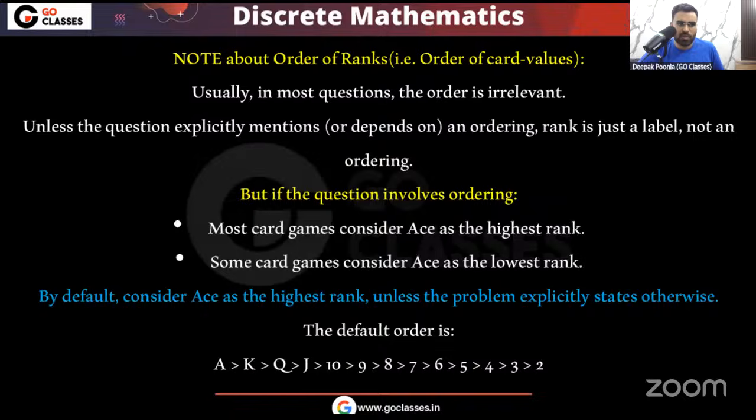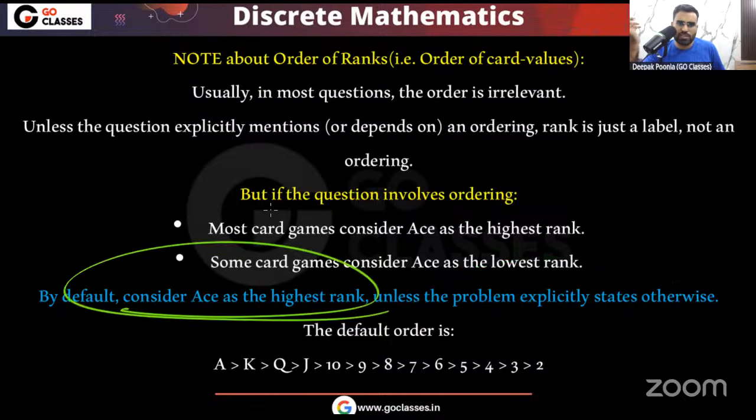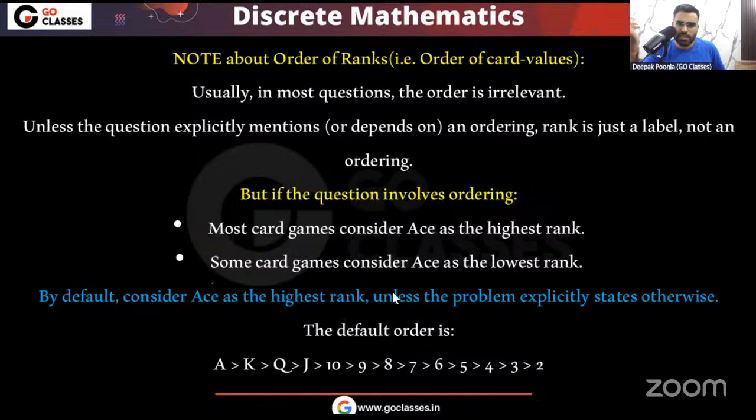Now let's see a note about the ace card. In some card games, ace is considered the lowest rank, and in most card games, ace is considered the highest rank. By default we will consider ace as the highest rank, unless the question explicitly states something else. So if the question gives you information about the ace card, then you can consider that. Otherwise, by default, we will consider ace as the highest value card.